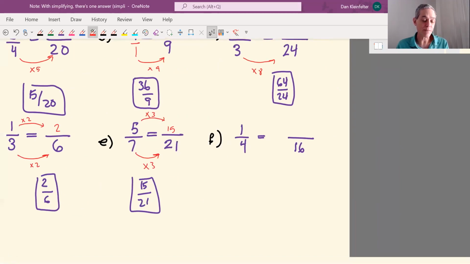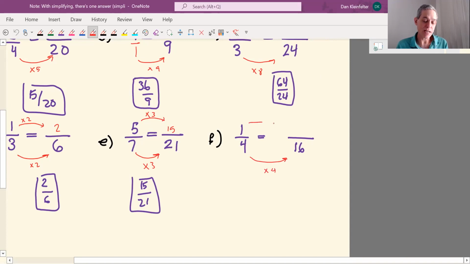All right, last up, we have 1/4. For that one, you should recognize that you're going to multiply the numerator and denominator by 4, and that will give you 4/16.